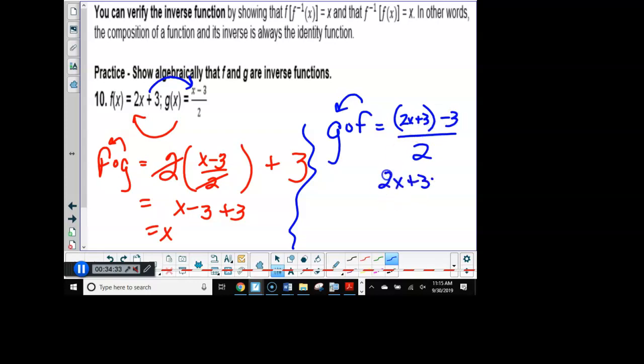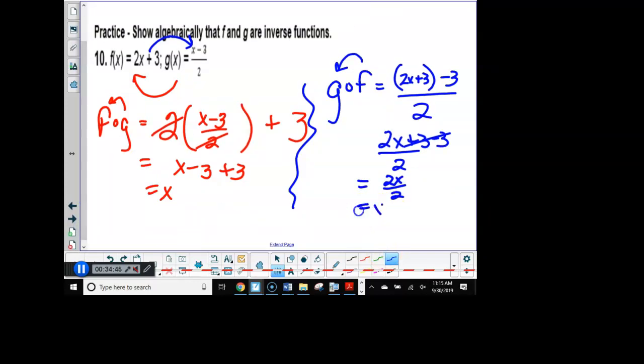2x plus 3 minus 3 would just be 2x, right? And 2x divided by 2 would just be x. So it worked both ways, and they both had domains of all real numbers, so we're good. So you might have one of those on the homework where it asks you to show by putting one into the other that they undo each other.